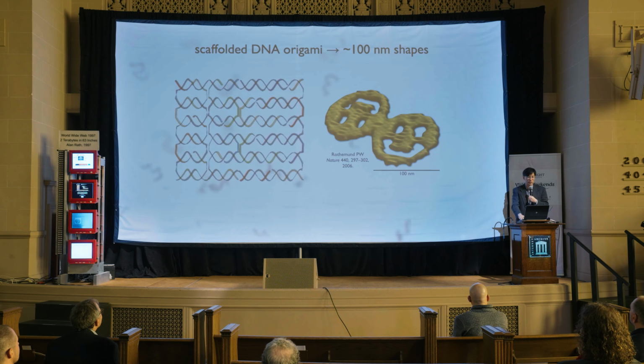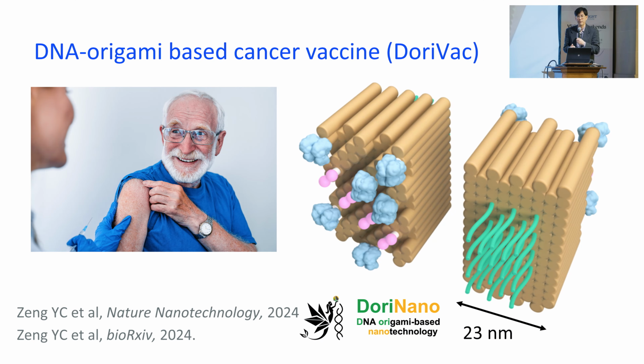So what are these things good for? Just to give you a flavor, my group published a paper earlier this year in Nature Nanotechnology where we introduced a DNA origami nanoparticle that can act as a cancer vaccine. What it does is it presents CpG oligonucleotides as danger signals to dendritic cells in order to reprogram them to become more responsive to triggering a CD8 T cell response, which is what you need really against things like cancer and infectious disease.